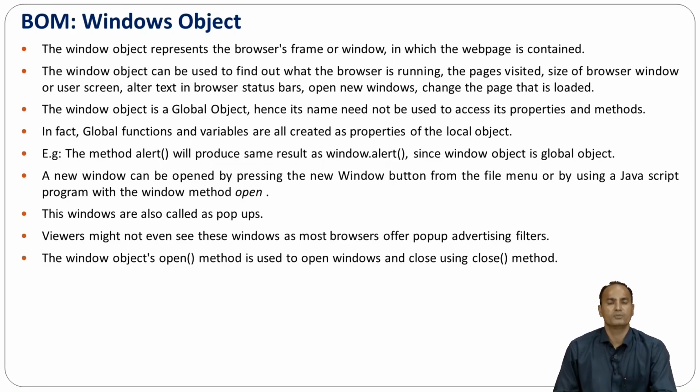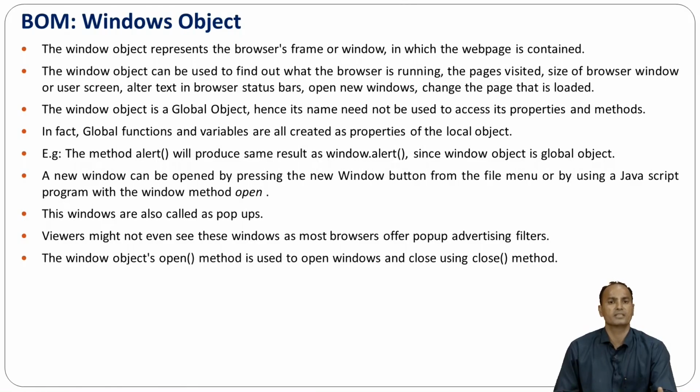The window object is the topmost object in a browser. The window object represents a browser's frame or window in which the web page is contained. The window object is the topmost or default object in a browser. It is always running. When the page is visited, you can size the browser window or user screen, alter text in the browser status bar, open a new window, and change the page that is loaded.